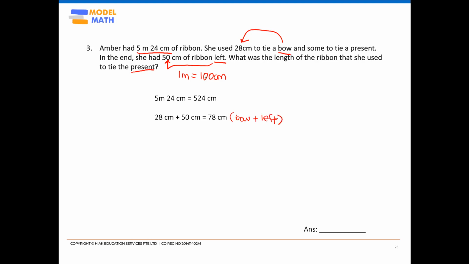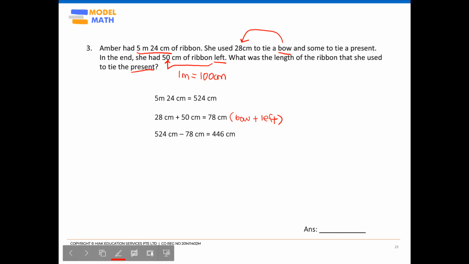So of course now we can start solving for what the question is asking, whereby they are asking how much was used for the present. So we can just take the total, which is 524 cm, minus 78 cm, which we should end up with 446 cm.